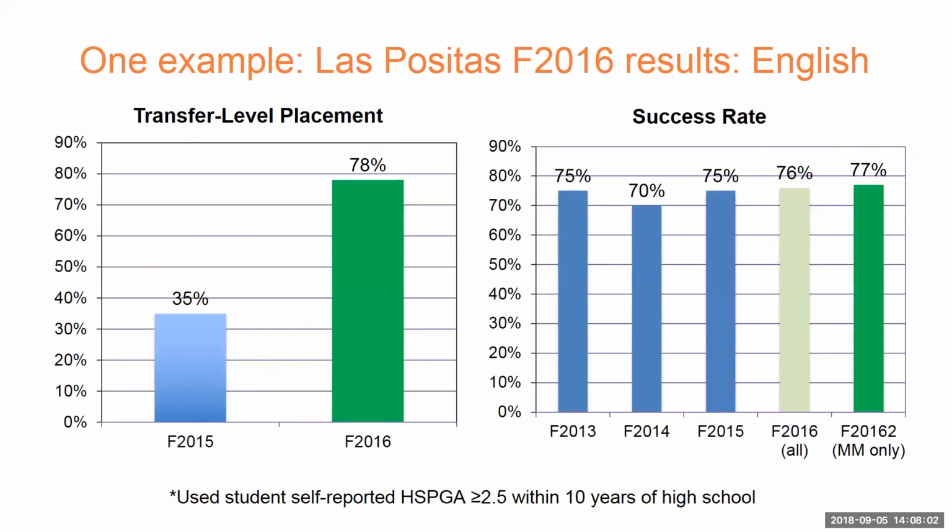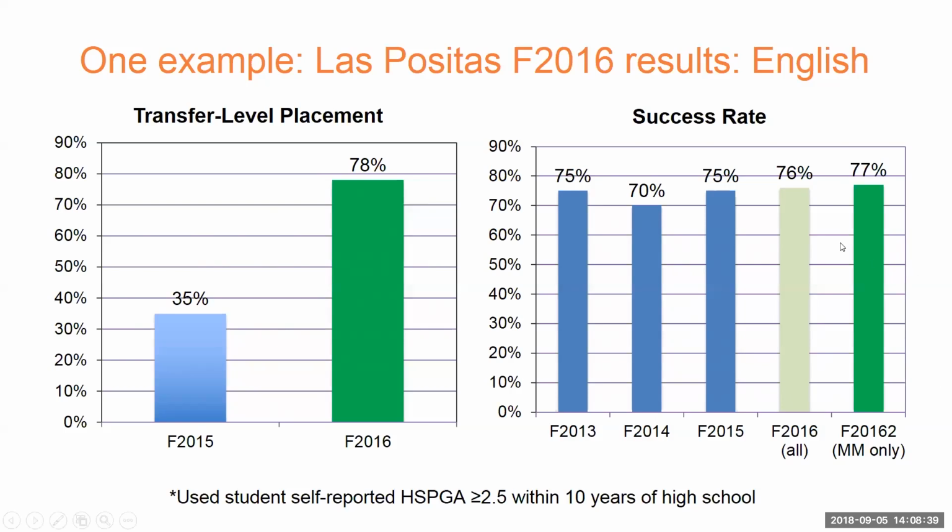So if we look at an early adopter, Las Positas College, we see here that for Las Positas, they used a slightly lower cutoff, so a 2.5 instead of a 2.6, and this was all self-reported high school GPA, so nothing was official transcripts, all student self-report. And they found that in fall 2015, 35% of their students were eligible for transfer level English. And in the year they implemented multiple measures, they had 78% eligible for English. So a huge increase in students that were eligible to enroll.